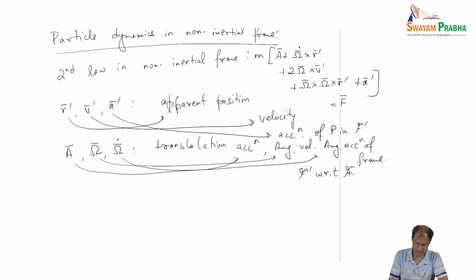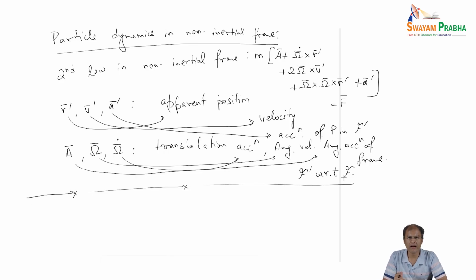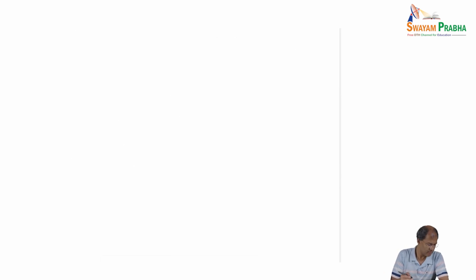So then this is all what we have. So let us now understand this entire setup with an example. The example that we have is that we have a roundabout and we have an object which is moving in the roundabout, and we want to find the net motion of that object in some fixed frame.